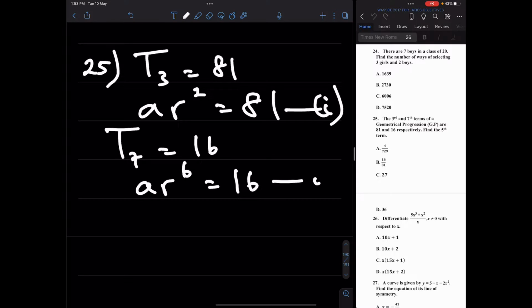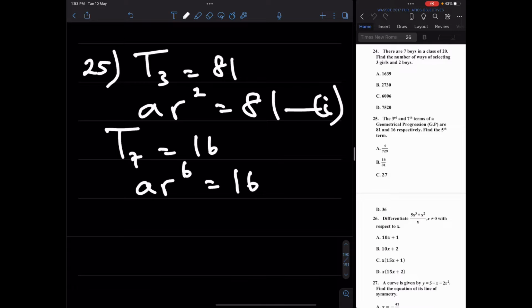Number 27. A curve is given by y equals 5 minus x minus 2x squared. Find the equation of its line of symmetry. The equation of the line of symmetry of this curve is given by the value of x at which dy dx equals 0.